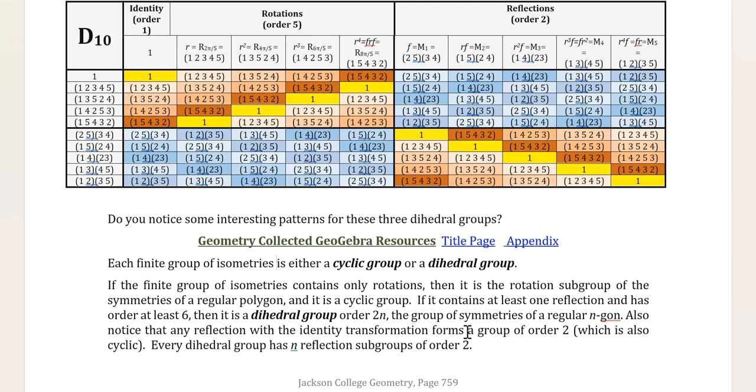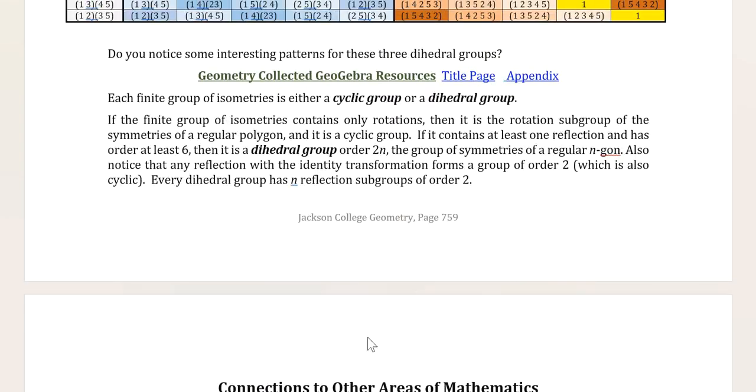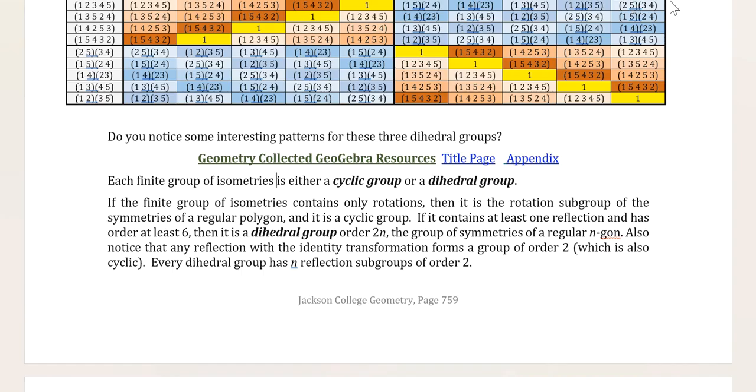Okay. Also notice that any reflection with the identity transformation forms a subgroup of order 2, which is also cyclic. Every dihedral group has n reflection subgroups of order 2. So this is a really good thing. Look, these dihedral groups are one of the most basic groups you look at in group theory and abstract algebra, and they're firmly planted right here in geometry and this work on transformations.